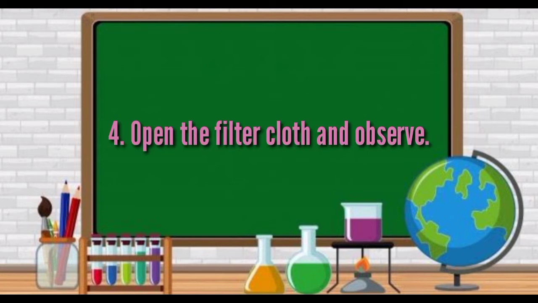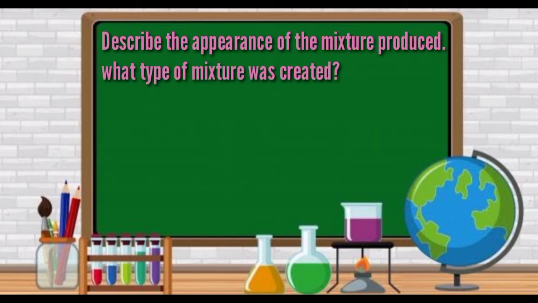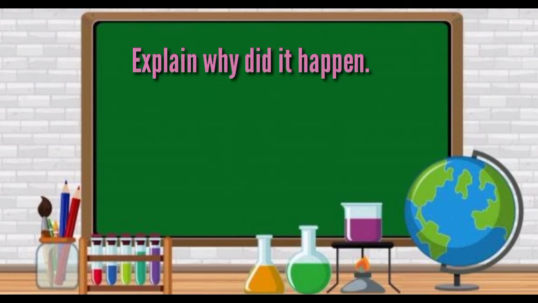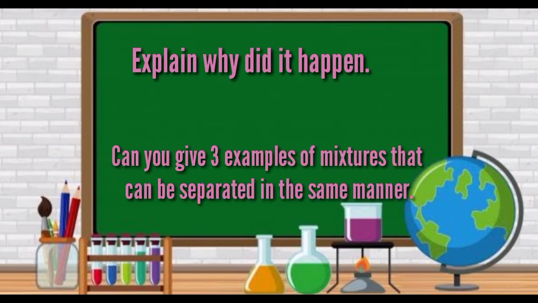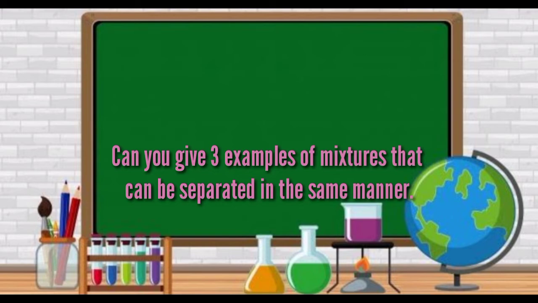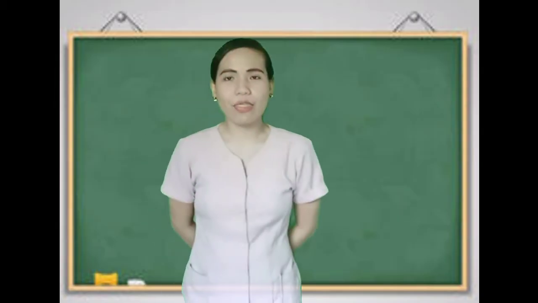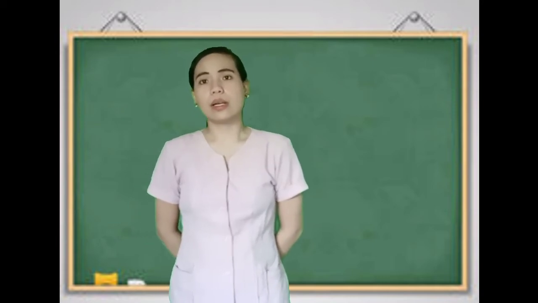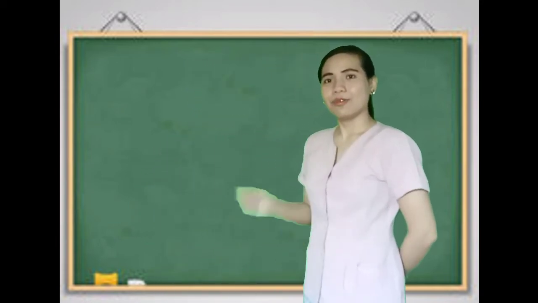And 4, open the filter cloth and observe. Describe the appearance of the mixture produced. What type of mixture was created? Next, describe the water accumulated in the glass after allowing it to pass through the filter paper. Explain why it happened. Can you give 3 examples of mixture that can be separated in the same manner? The method you use to separate water from flour is called filtration.